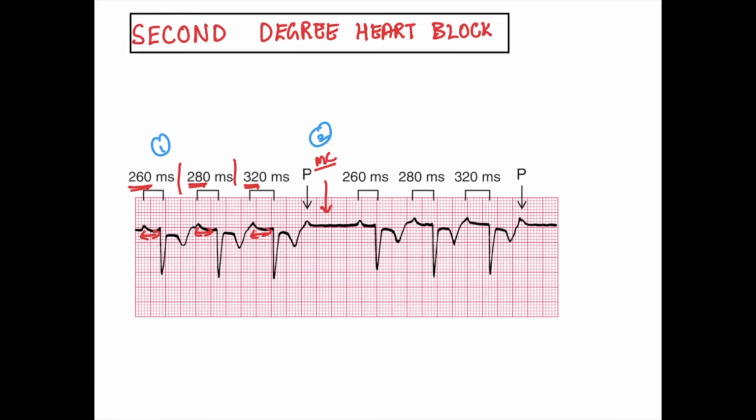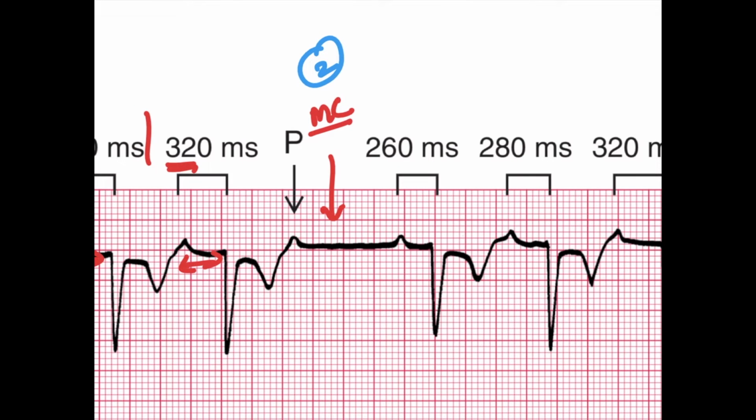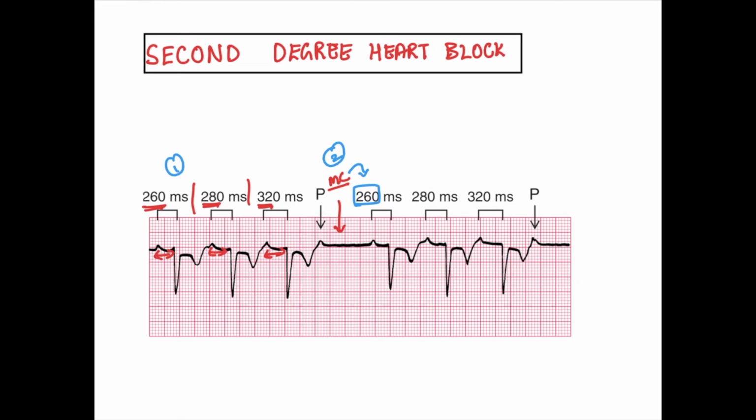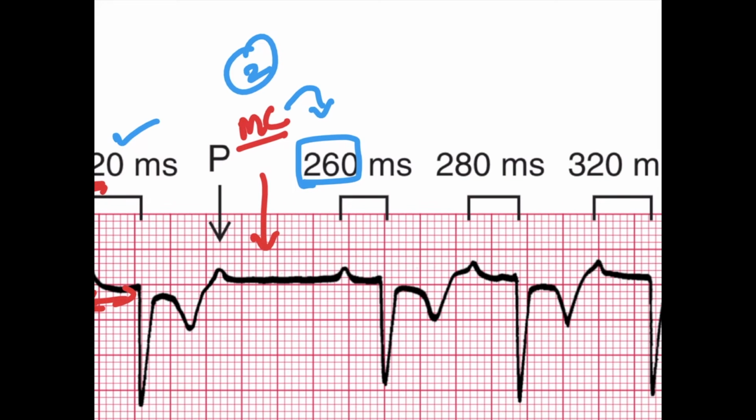You see this pattern is repeated again after the missed conduction. After the missed conduction, you see the same pattern again: 260, again 280, again 320, just repeated. So in this repetitive fashion, that is 260 millisecond, which is more than 200 millisecond, and 280 and 320 millisecond, you see the same type of fashion that is repeated again after the missed conduction.